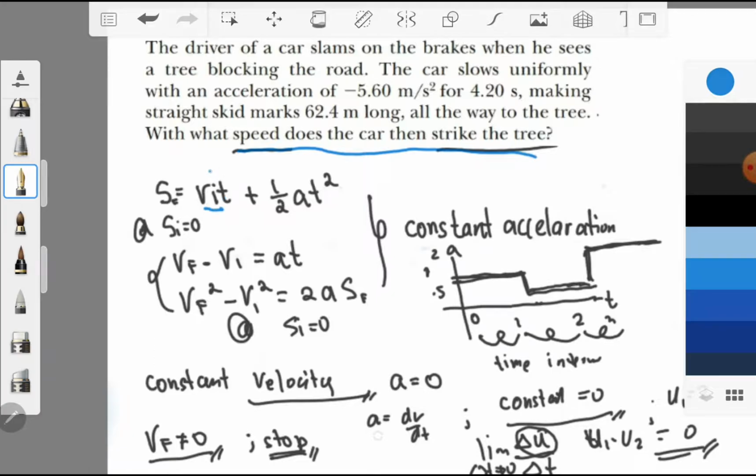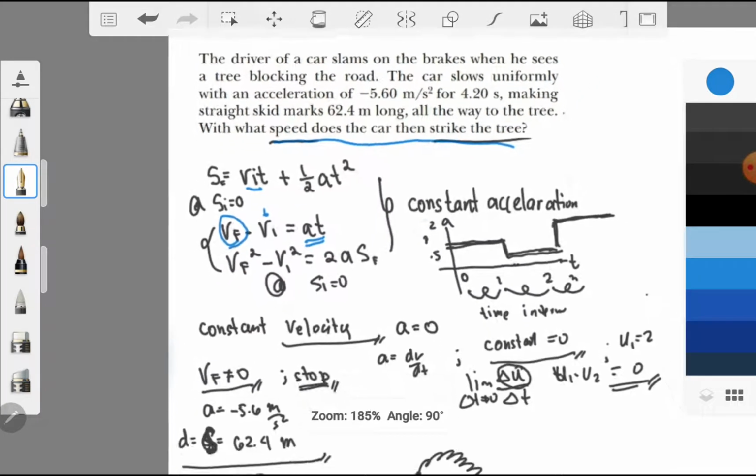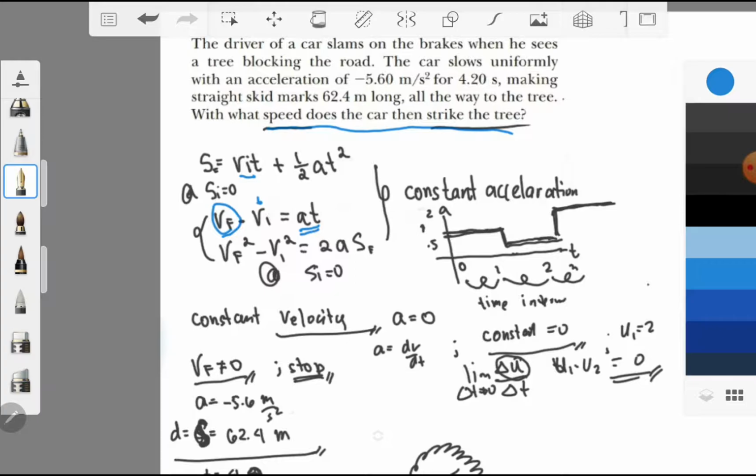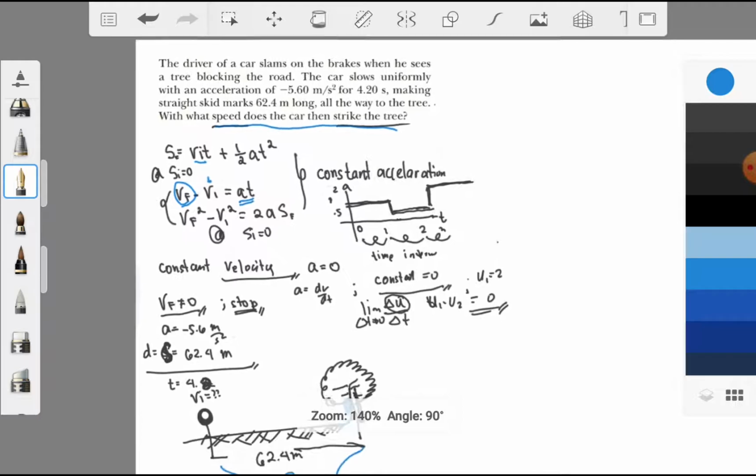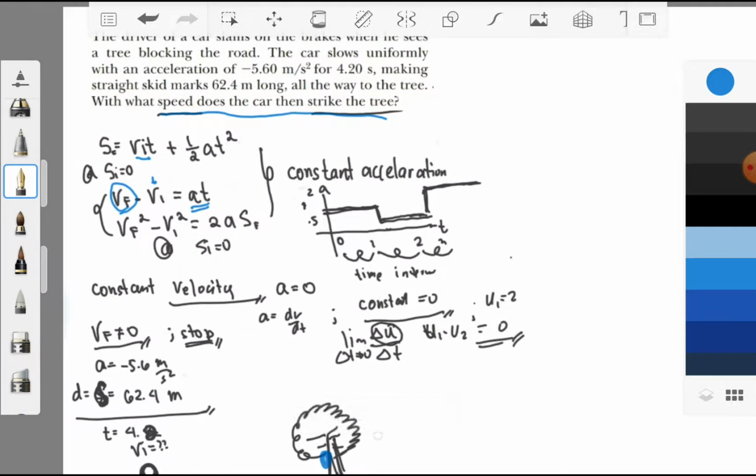After solving for VI, substitute the value of your VI into your second equation. Since you already have our A and T, then we can solve for our VF. Or, we can solve using VF less VI and VF squared less VI squared equals 2ASF. What I said earlier, that method is the fastest. Okay? But let us go with these two equations. Your VF less VI is equal to AT, and VF squared less VI squared is equal to 2ASF. Okay, let's go.